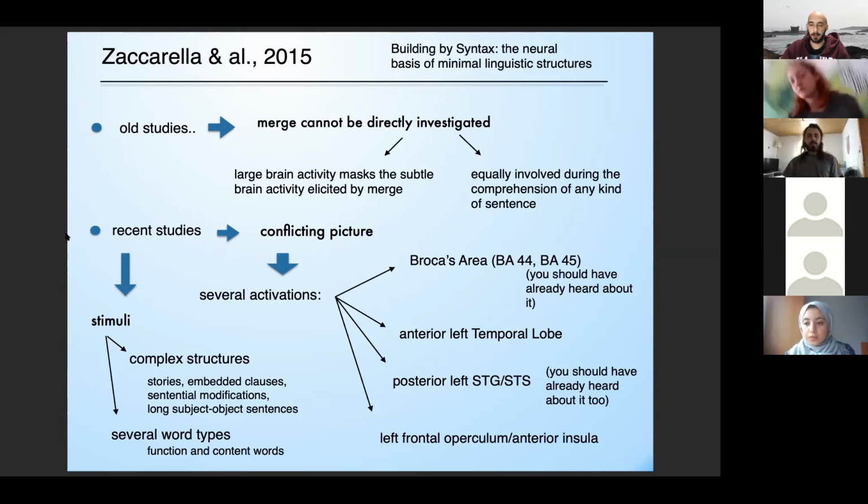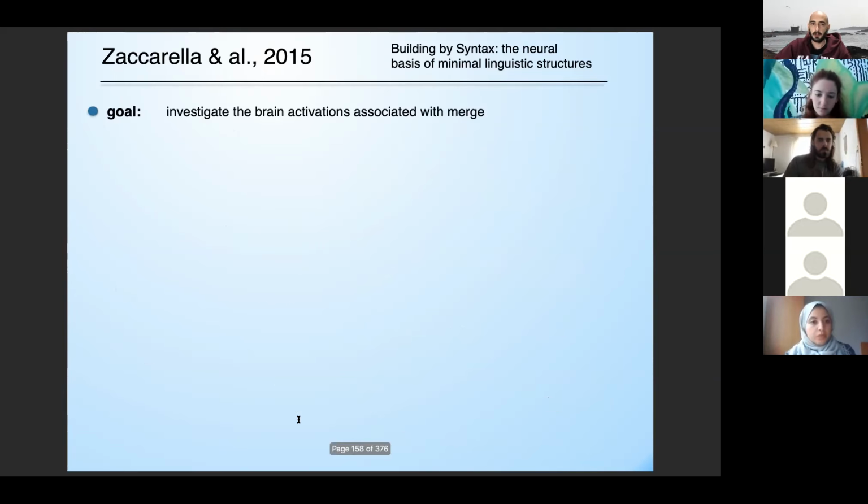And again, in all the other studies, they used several word types, function words, content words, and that might have contributed to all these activations. So the goal of this study is to investigate the brain activation associated only with merge, okay?